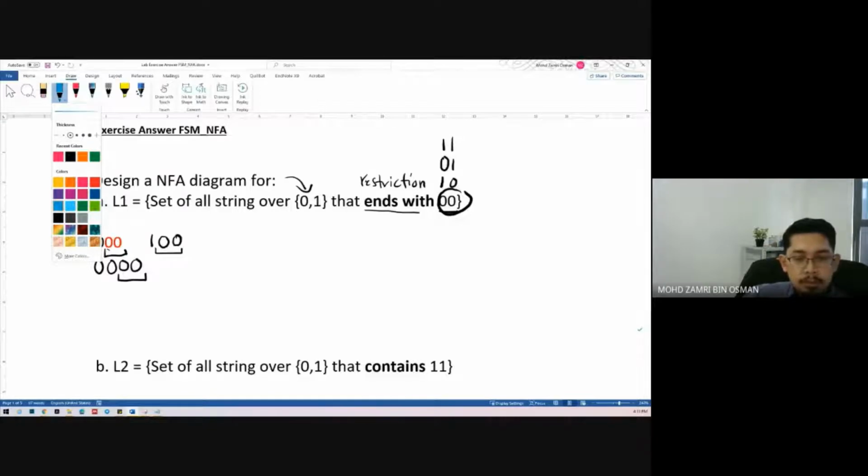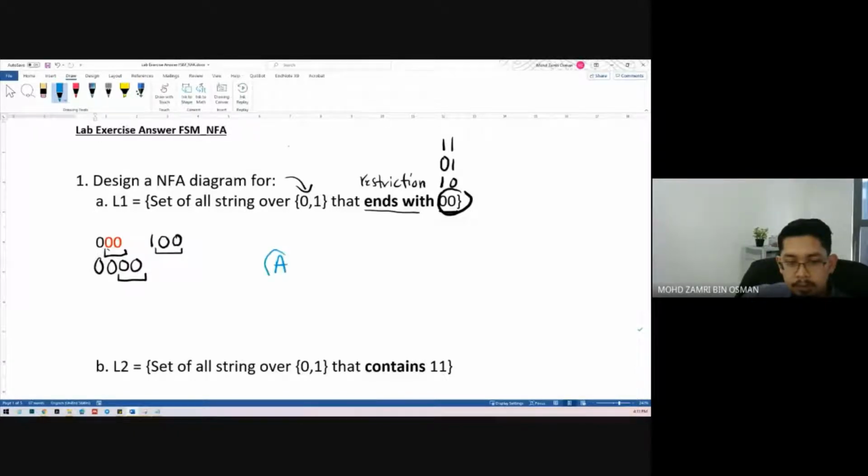Imagine that we know that 0, 0 here is the last end of the string. So we may have something like this: state A, and then we have a transition to B, with a 0, and then another transition from B to C. Right now we don't state which one is the final state. We have 0, 0. If we want to test this NFA diagram, 0, 0 here we call a valid string. It's a valid input for the diagram.